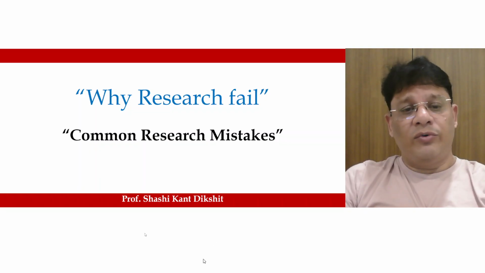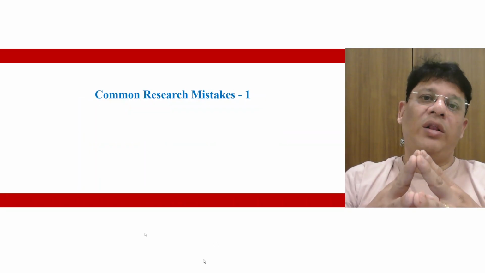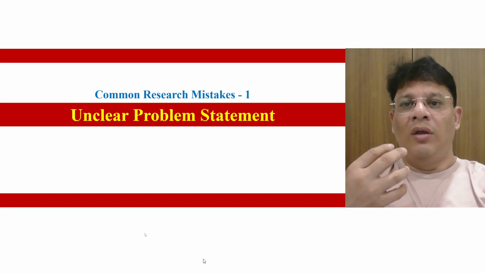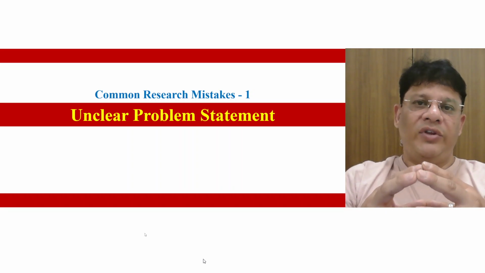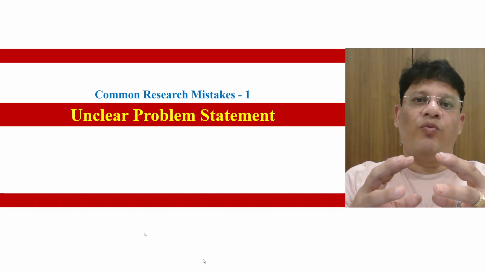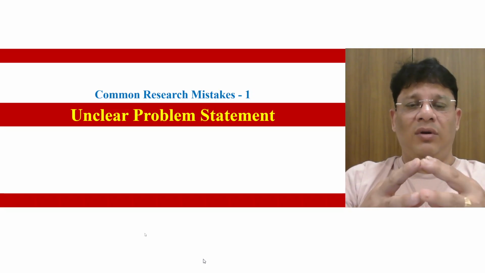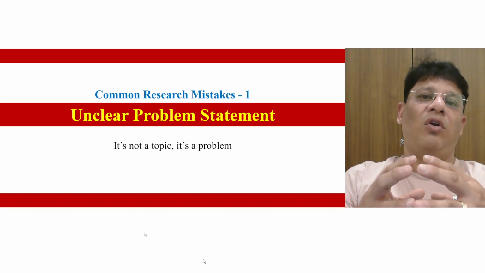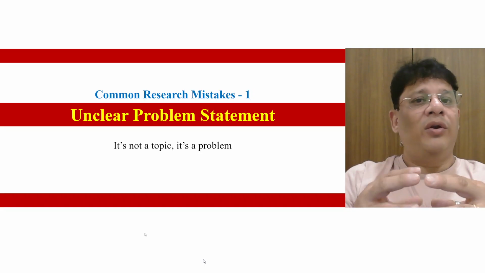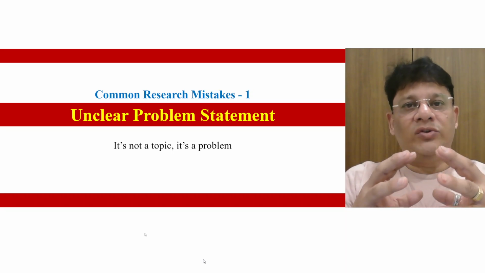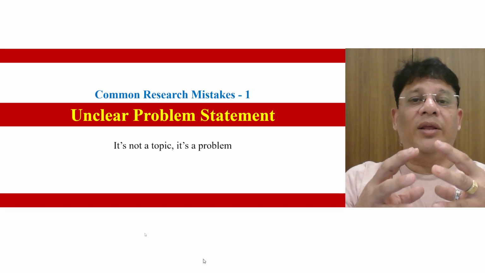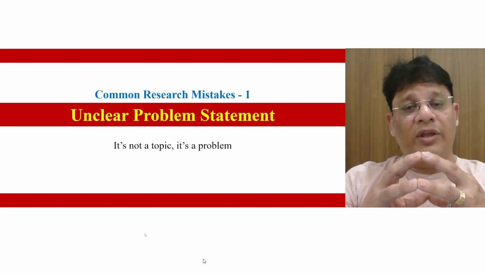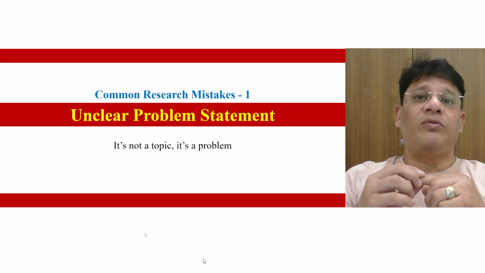The first and foremost common mistake is the unclear problem statement. Whenever we start a research, we try to find the title first. But mind it, it's not the title, it's basically the problem. Research is always on a problem, not on a title. So please don't find the title, find the problem and try to find the answer to it with the help of research. This is the first mistake that we make.